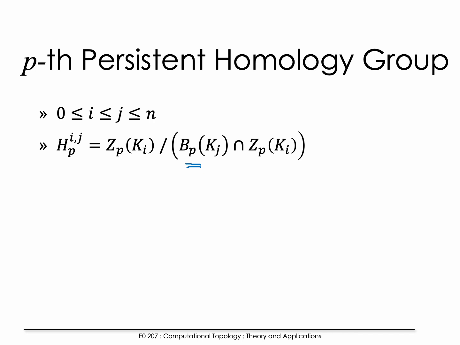Since you take the quotient with this group, B_p at K_j can have some elements that are not in Z_p. So just to keep this well defined, we take the intersection with the cycles from K_i, to remove all the other newly inserted elements that do not play a role anyway. So we are looking at all the cycles in K_i that remain cycles even in K_j, and that's what the quotient here implies. So this is the definition of the pth persistent homology group.